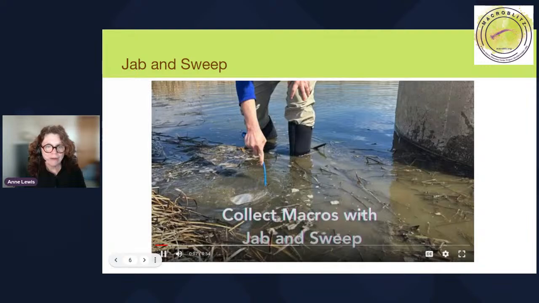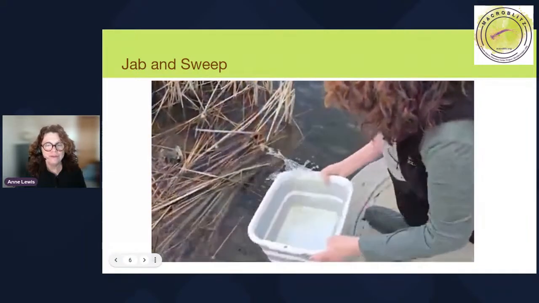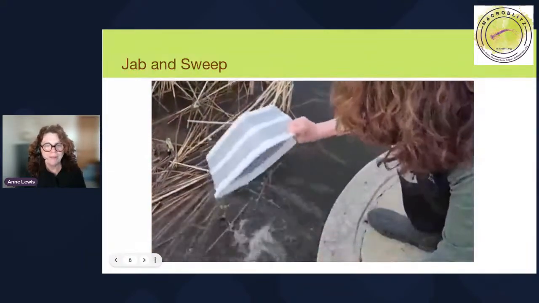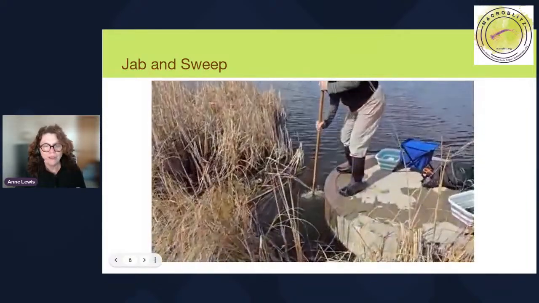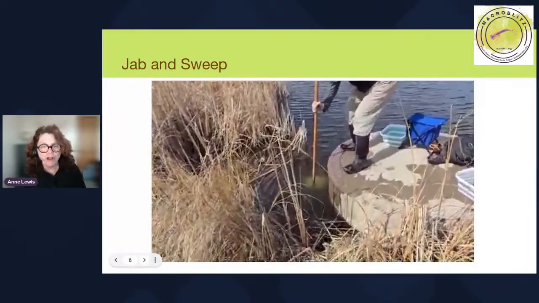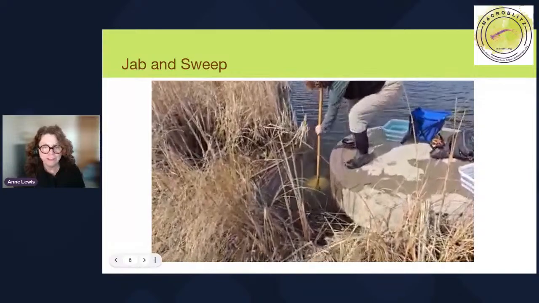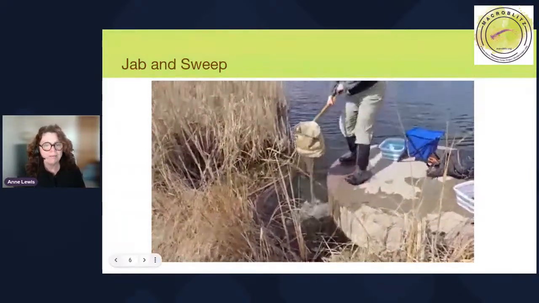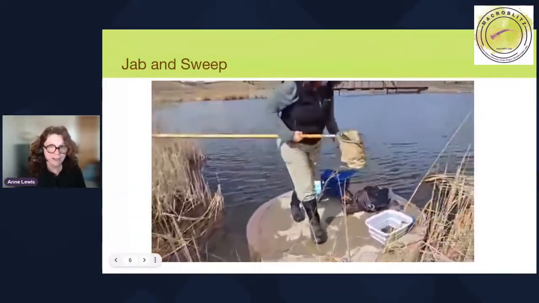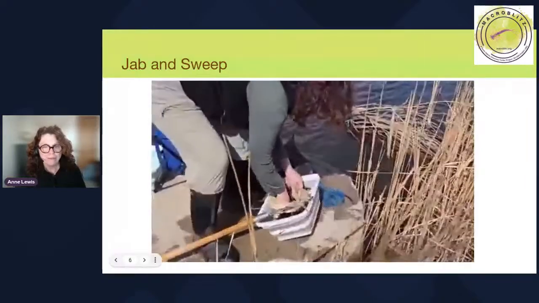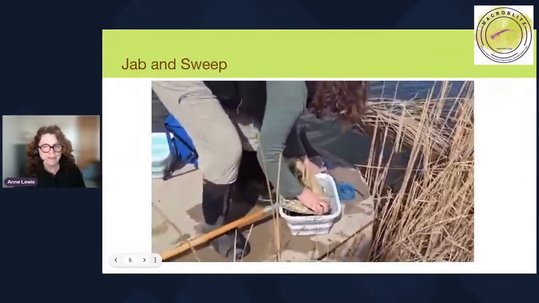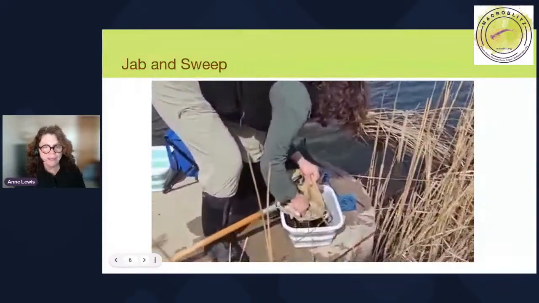So to collect macros with jab and sweep, the first thing you do is you're going to rinse out your tub, and then you'll put some water in the tub to hold the macros. With a big net, you'll jab along the bottom and through whatever vegetation is there, then sweep it up. And it's okay if you get a little bit of sediment in the bottom in the net. You'll put the contents of your net in the tub, and you'll probably have to turn your net inside out.